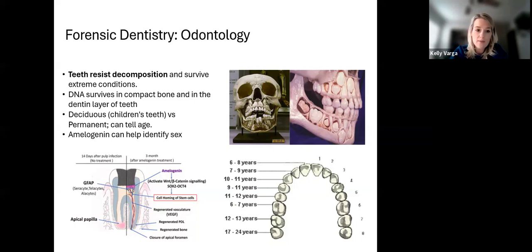So DNA survives in the compact bone of what teeth are residing in, and inside of the inner dentin layer of teeth. So again, it makes a beautiful place to be able to go and obtain that DNA. We also know that we lose teeth and we replace them with permanent ones. So if we are losing something, we can call this deciduous. So again, forests that go through the losing of, or trees that go through losing of their leaves to replenish them, we call those deciduous trees.